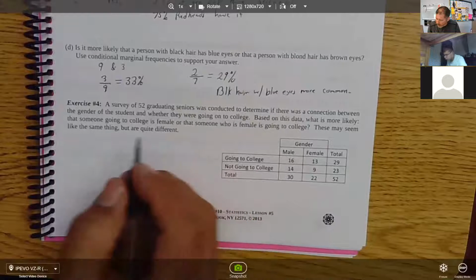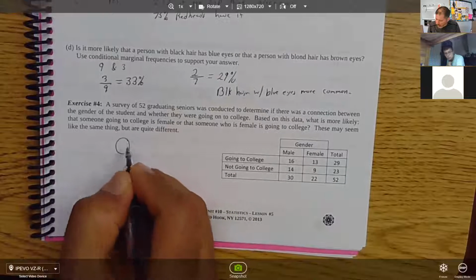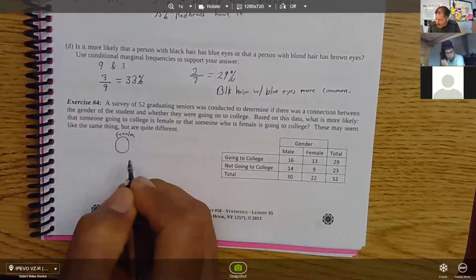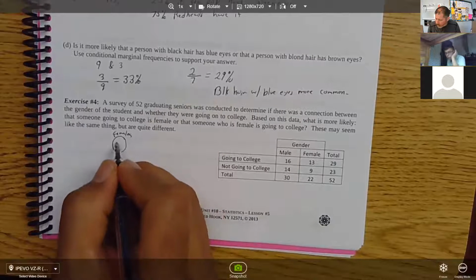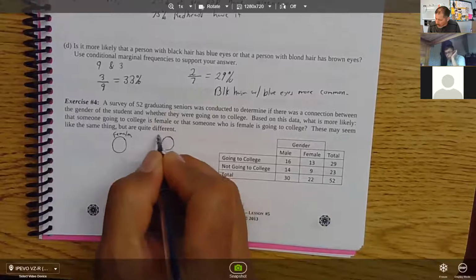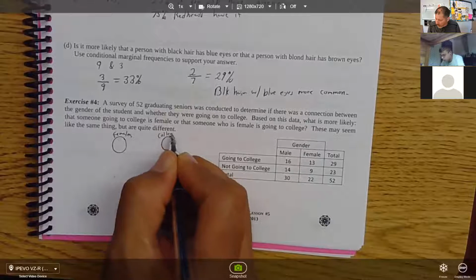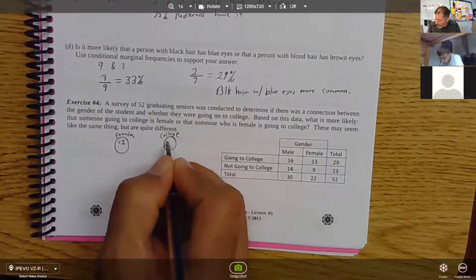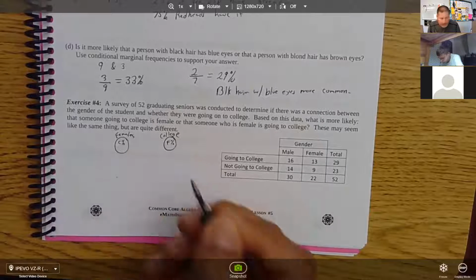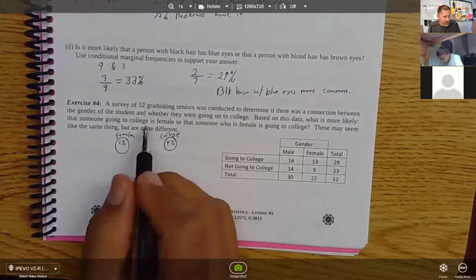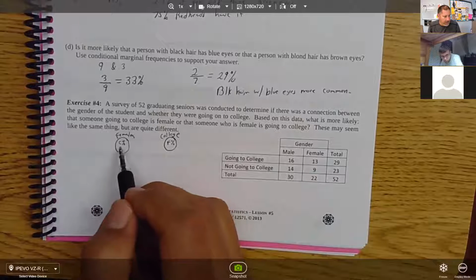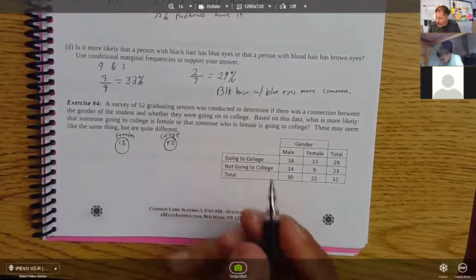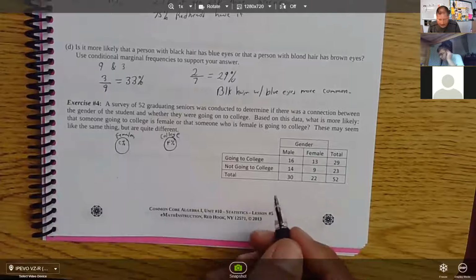So the first question is, we're going to look at all the females, just looking at the females, what percent are going to college? And then we're going to look at all the college people and see how many females there are. Okay, so they're asking two different things. Of all the females, what percent are going to college? Or of all the college people, how many of them are females? So let's take a look at what it is.